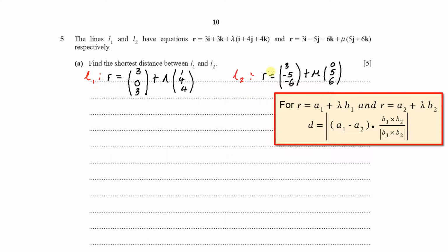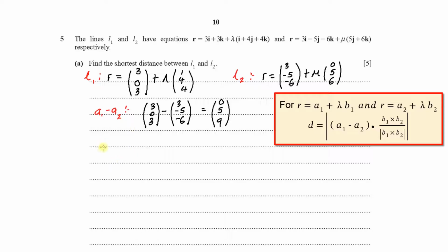So applying this method, I'm going to start by looking for A1 minus A2. For A1 minus A2, I'll be subtracting the position vectors of points on the lines. So in this case, I'll have (3, 0, 3) minus (3, -5, -6). And this is going to give me 3 minus 3, that's 0; 0 minus -5, that's 5; and 3 minus -6, that's 9. So that's A1 minus A2.